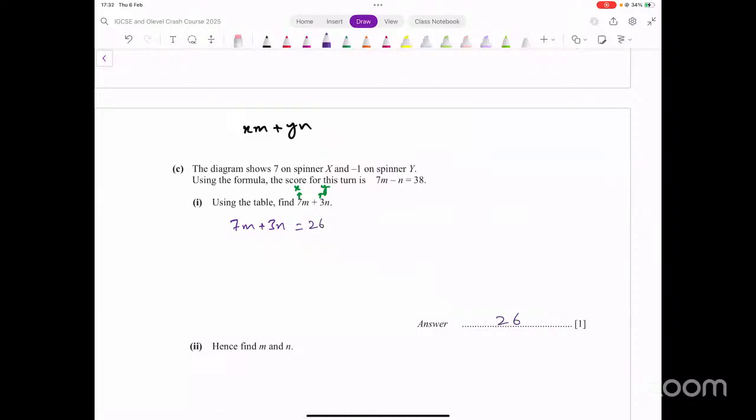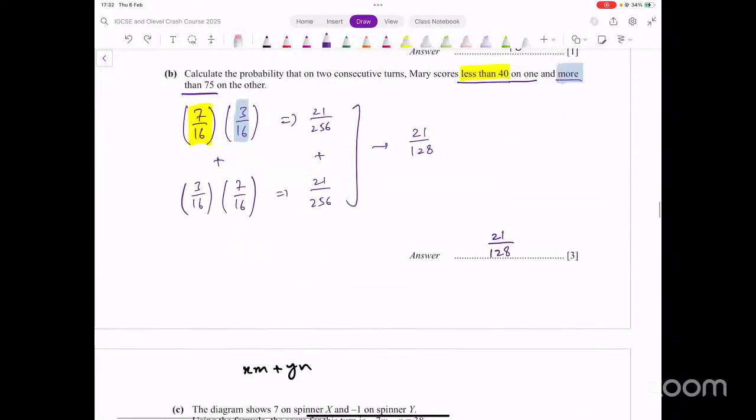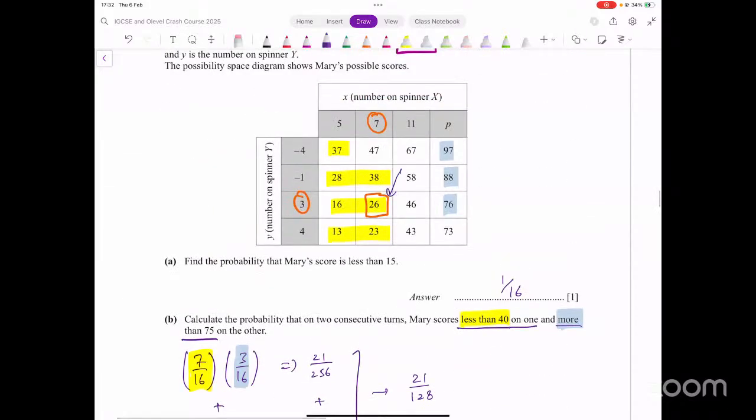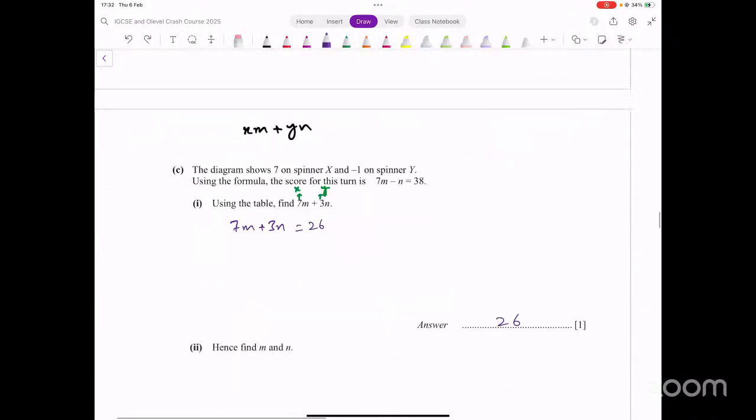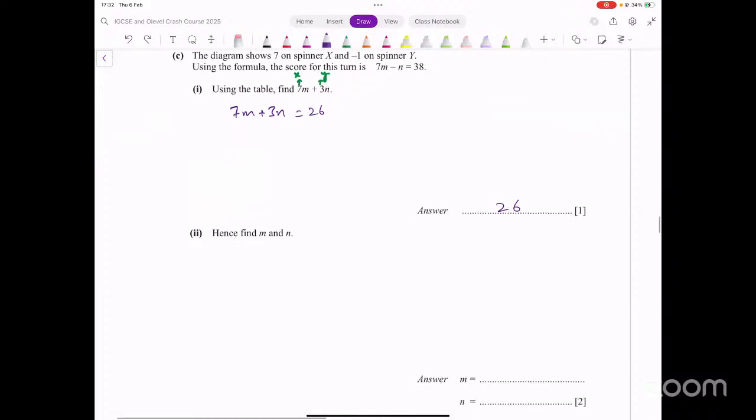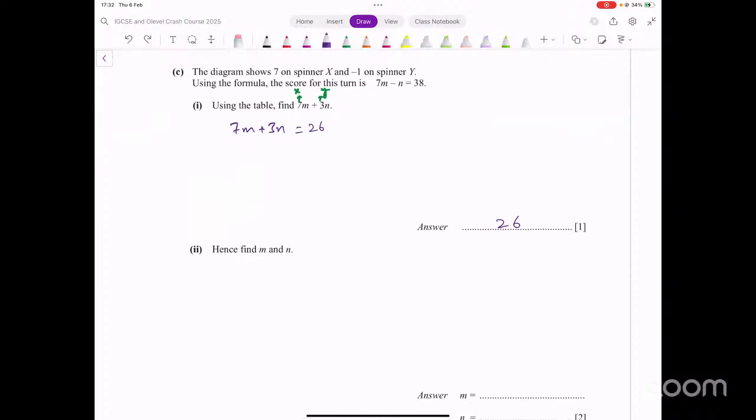This answer is 26. Okay, because xm plus yn was giving you the score. If you input those values of x and y there, the score is actually given on this diagram. That's 26. And now they're saying, hence find m and n. We have to find the values of m and n using this now. We have 2 equations in terms of m and n. 7m minus n equals 38, 7m plus 3n equals 26.